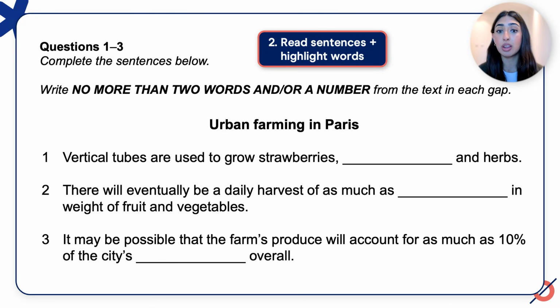Sentence 2 says, there will eventually be a daily harvest of as much as blank in weight of fruit and vegetables. The phrase in weight is definitely a great clue for the answer later. I think the important words to look out for are daily harvest, weight, and fruit and vegetables. Number 3 says, it may be possible that the farm's produce will account for as much as 10% of the city's blank overall. Here, let's highlight may be possible, farm's produce, account for, 10%, and cities. I believe these will lead us to the correct answer.